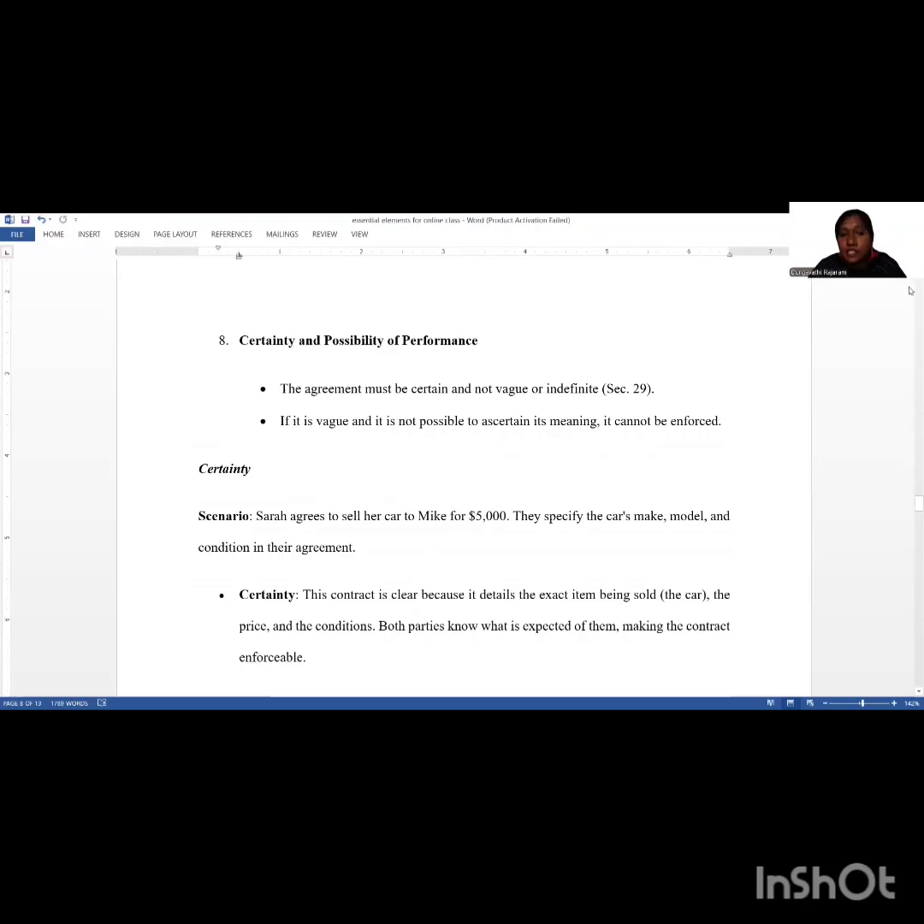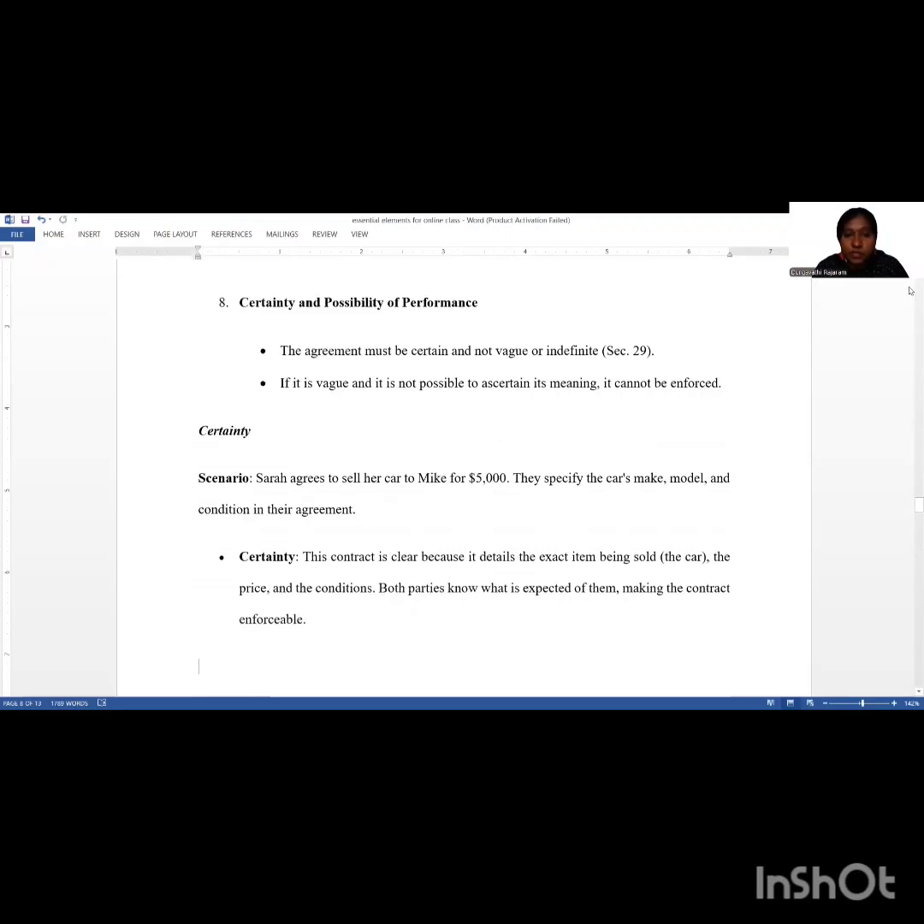Next one, certainty and possibility of performance. The agreement must be certain and not vague or indefinite. If it is vague or not possible to ascertain its meaning, it cannot be enforced. For example, Sarah agrees to sell her car to Mike for $5,000. They specify the car's make, model, and condition in their agreement.